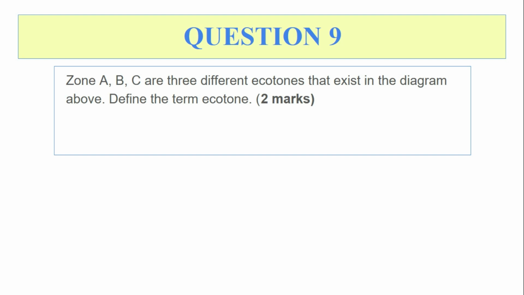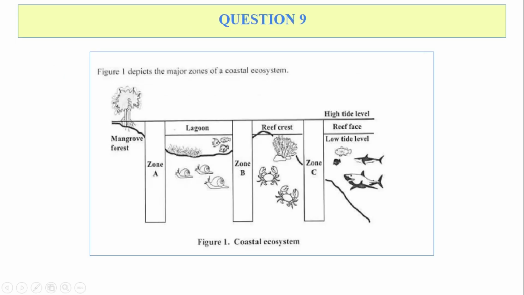Alright, question 9. Question 9 says, zones A, B, C are 3 different ecotones that exist in the diagram above. Define the term ecotone. Alright, so this is referring to the same diagram. So this is zone A, this is zone B, zone C.